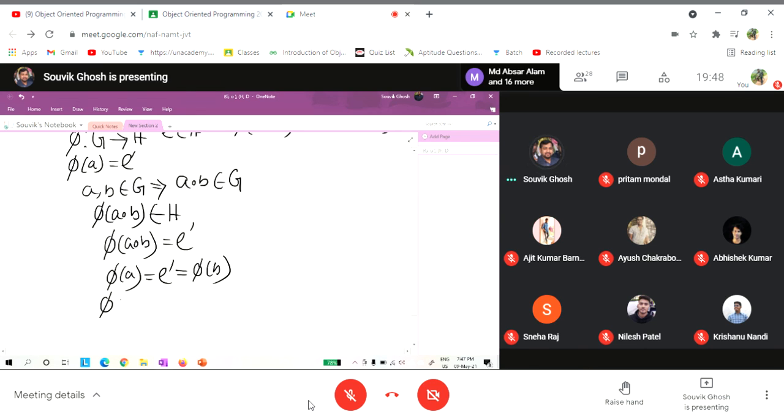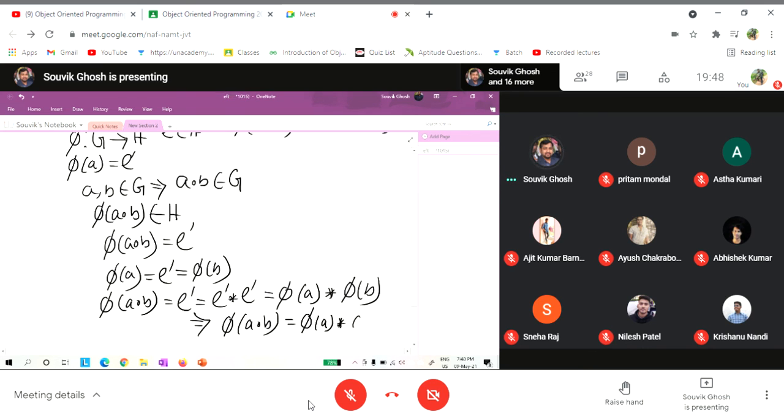Now we can write phi of A composition B is nothing but equal to E dash, that is the identity element in H. Since this is the identity element, we can write this E dash as equal to E dash star E dash, because we know the definition of identity element. Now we have phi of A equal to E dash, which is equal to phi B, so we can replace this, and it is phi of A star phi of B. So it implies phi of A composition B is equal to phi of A star phi of B. So we have proved this.